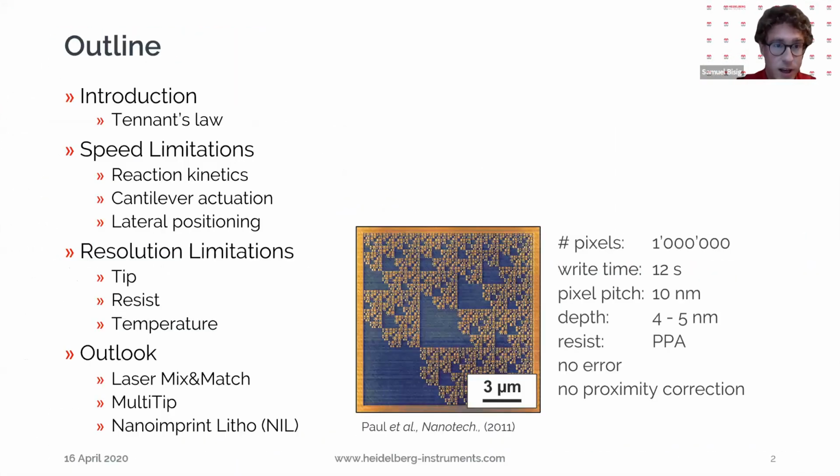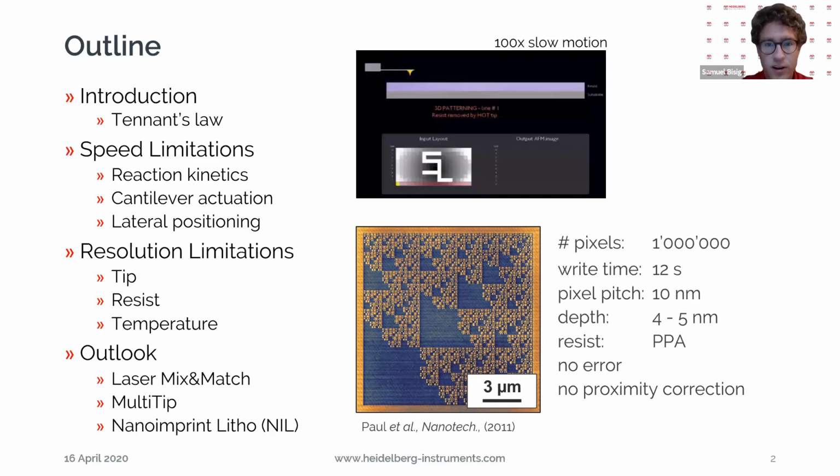So the outline of today's talk will be a short introduction about Tennant's law. Then we will separate the two limitations. First, we go into the speed limitations, and then later on the resolution limitations for the NanoFrazor. And we will see in a short outlook how we can also combine our technology with other technologies, mix and match, or other ideas to get more speed and throughput.